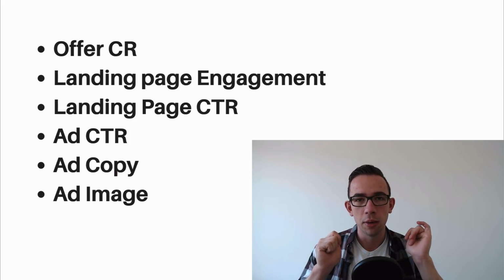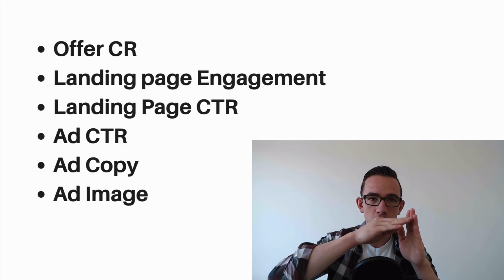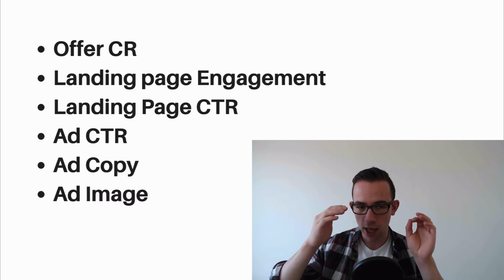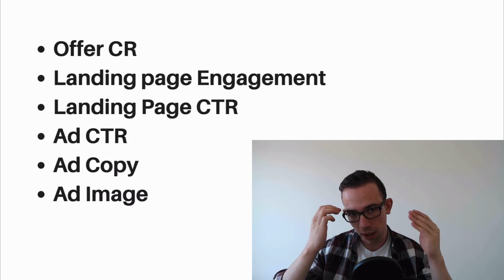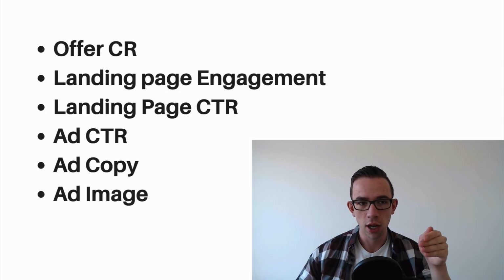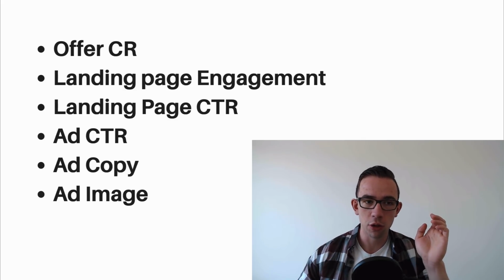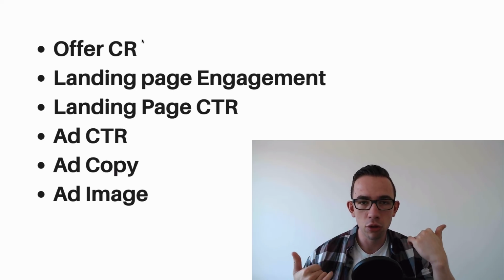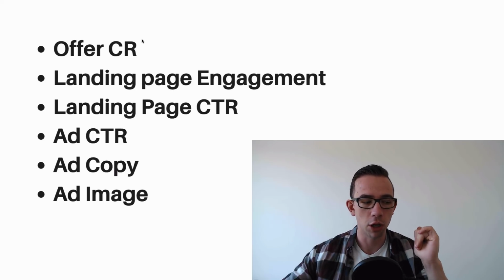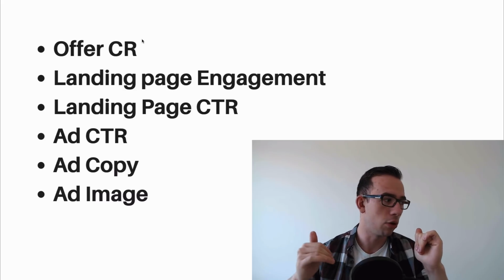Why? Because I think that people go through the funnel like this, from the ad image to the copy to the CTR to the landing page to the engagement to the offer. If I want to change the offer's CR, which we're talking about first, it could be either of two things. So this is what I'm going to do in this video, right? I'm going to break down each specific variable.